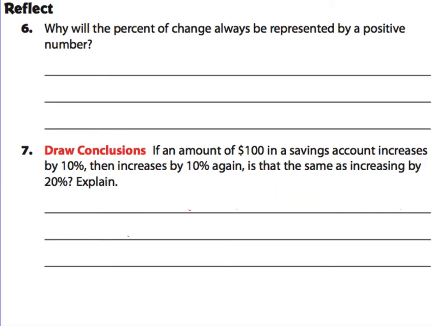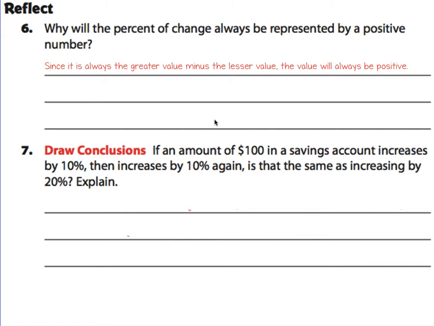Why will the percent of change always be represented as a positive number? Well, I mentioned that since it's always the greater value minus the lesser value, it's always going to be positive, because you always have your bigger minus smaller, which means your value is always going to be positive. So your percent change is always going to be positive.